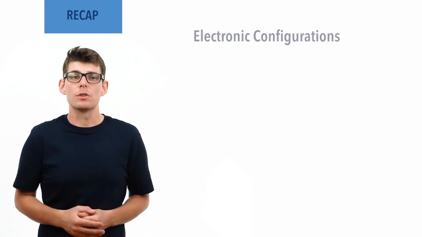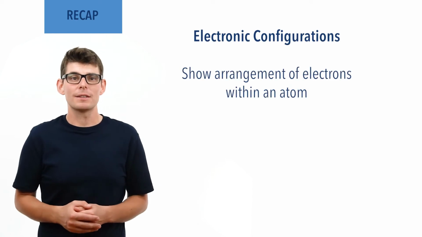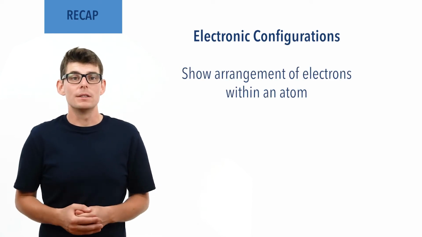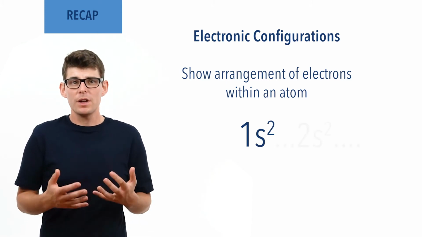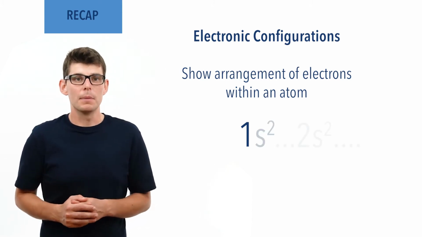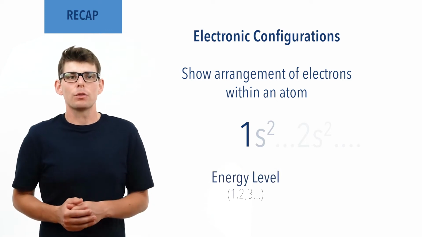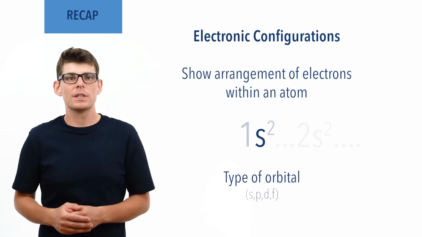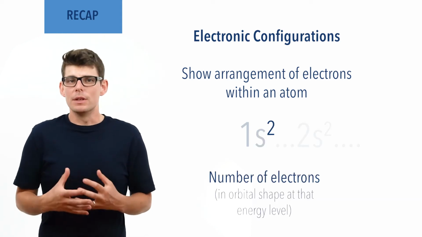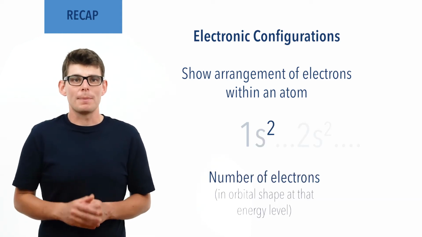Electron configurations show the arrangement of electrons in an atom. They are written in a repeating system: a number, a letter, a number. The first number, the principal quantum number, shows the energy level an electron is in. The letter, the type of orbital shape an electron is in, and the final number, the number of electrons in that orbital shape at that energy level.